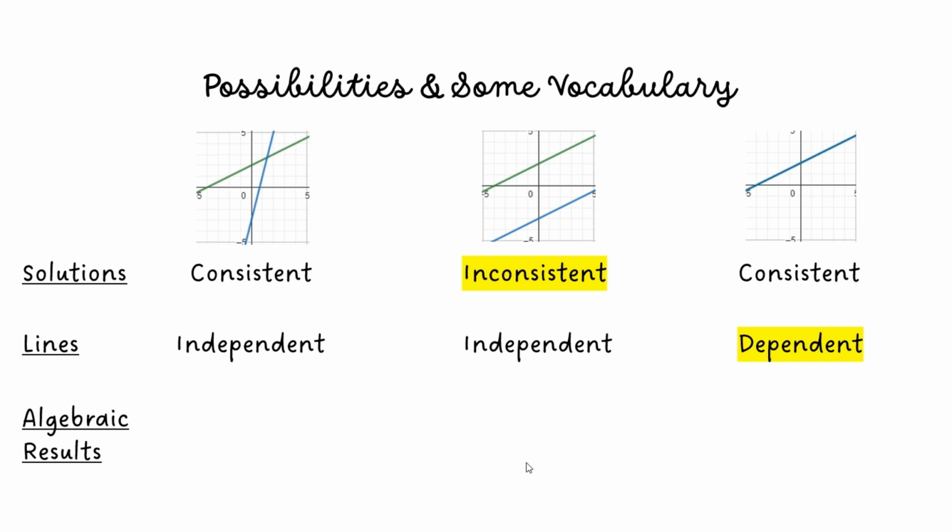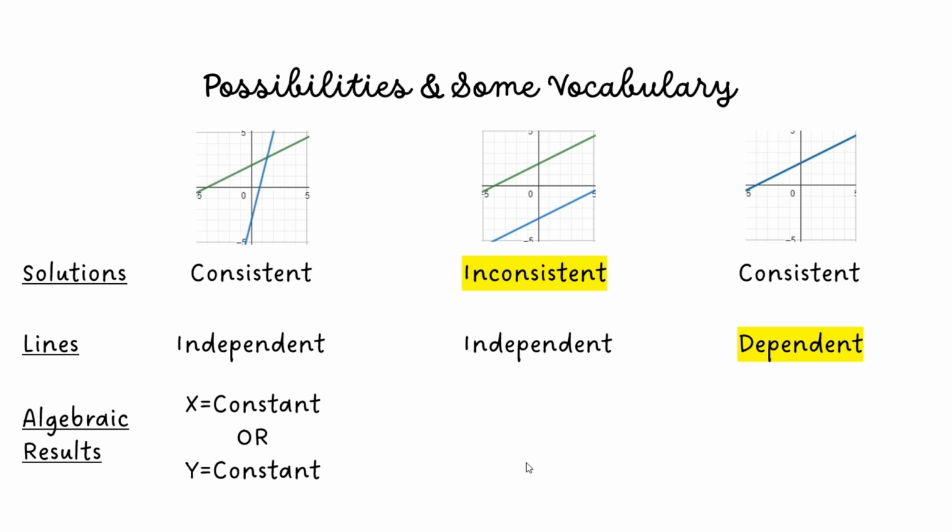So algebraic results: if I get x equal to a constant or y equal to a constant, so that's just like x equals 2 or y equals -5, or just some variable equal to a number, that's probably the one that you're going to see the most often, and that is a system that is two lines meeting in exactly one place. So you're going to end up with an ordered pair as your solution. That is a consistent, independent system.